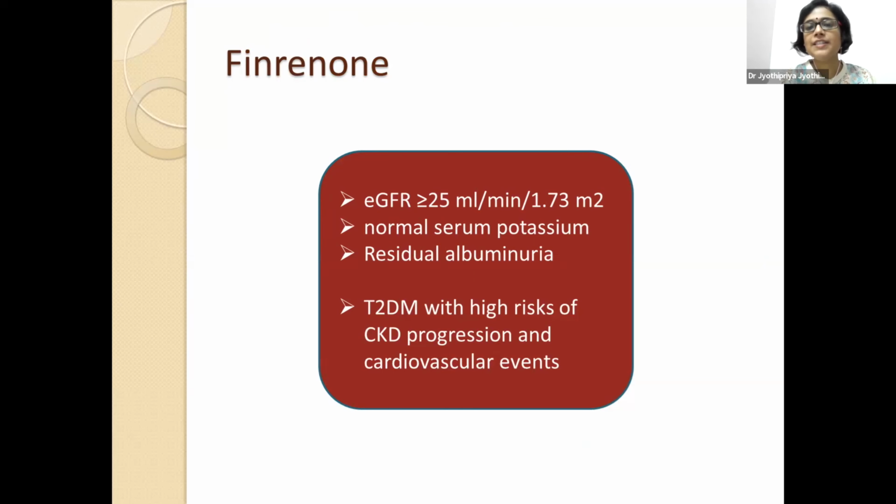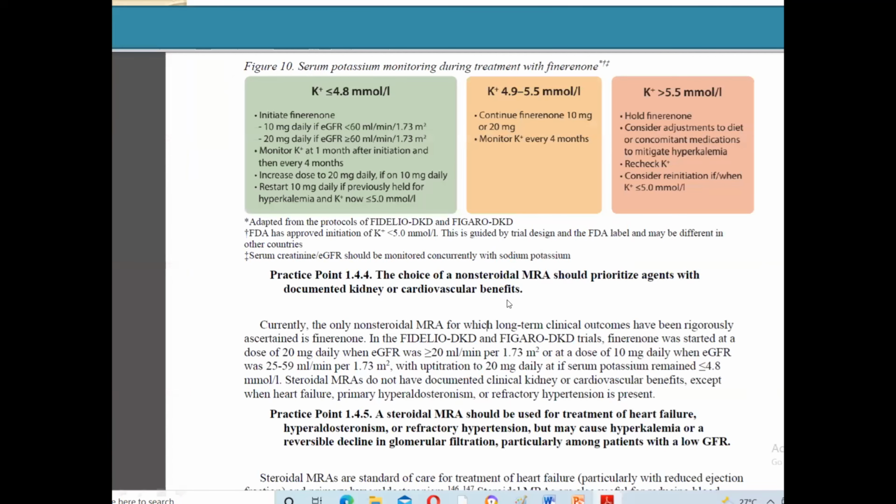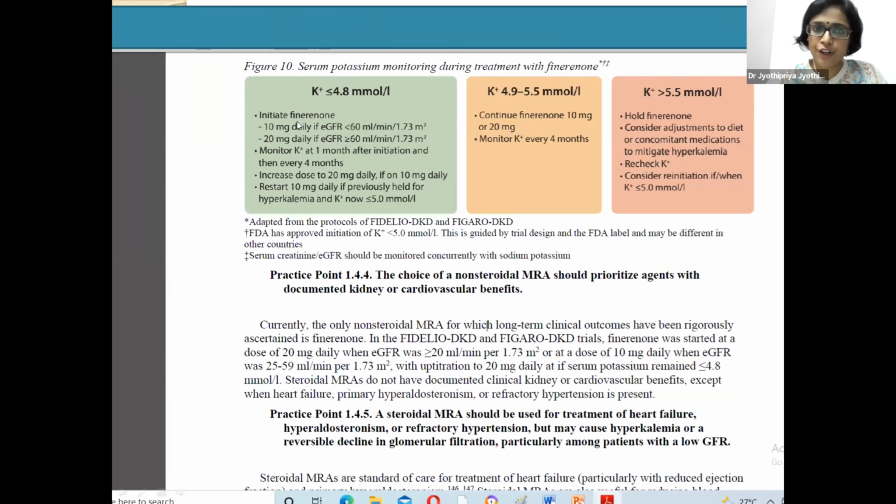And the patient is having residual albuminuria in spite of the maximum tolerated dose of RAS inhibitors as well as SGLT2 inhibitors. So in this condition, if the potassium is within normal limits, we can try Finerenone. This is what KDIGO guidelines say. If the potassium is less than 4.8, we can start Finerenone. It is available in 2 doses. In our country, it is now available under the brand name Kerendia, in 10 mg and 20 mg.